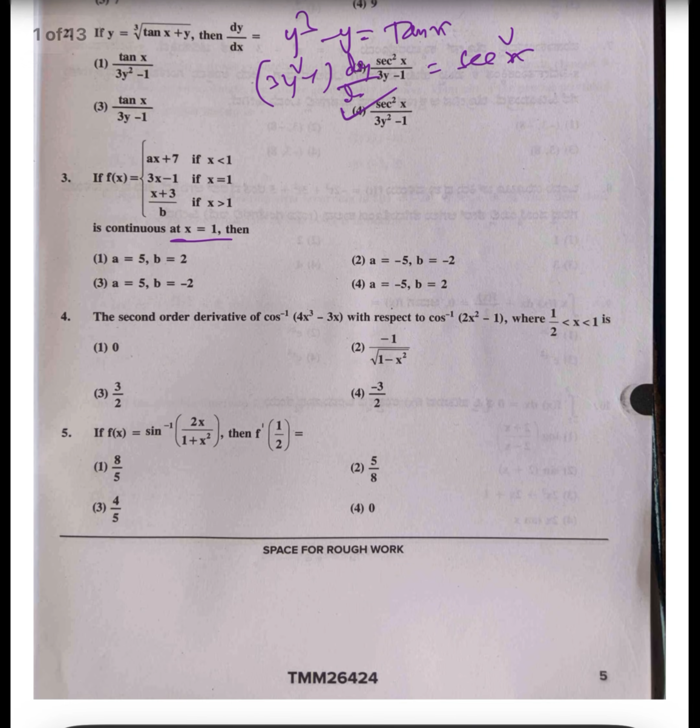Now this one, it is continuous at x equals to 1. So that left hand limit a plus 7 is equals to the function value 2. So that a equal to minus 5. And the right hand limit 1 plus 3 by b equal to 2. Then b equal to 2.